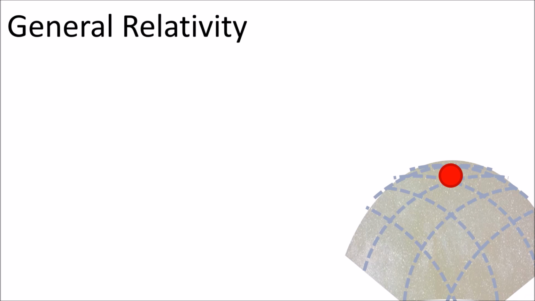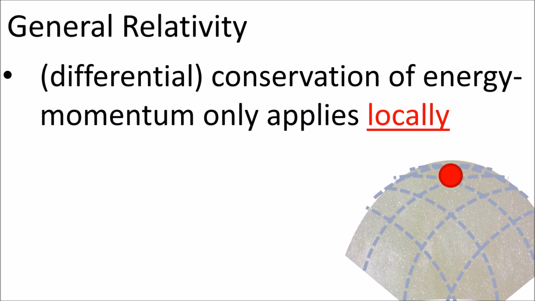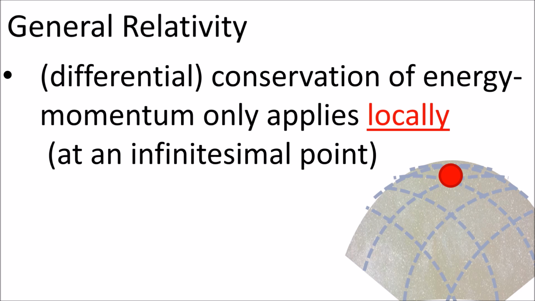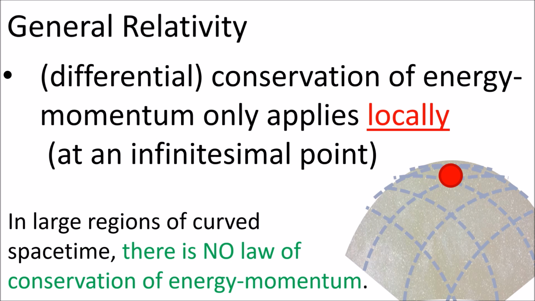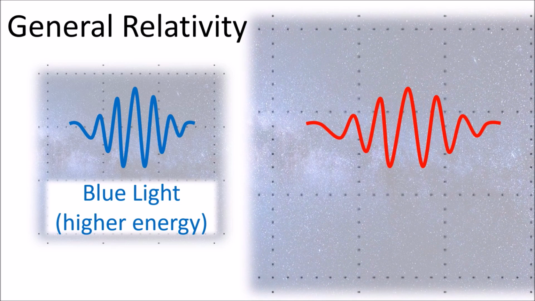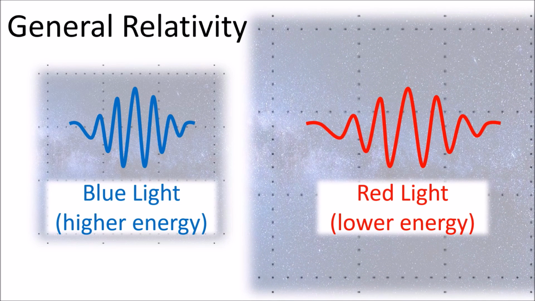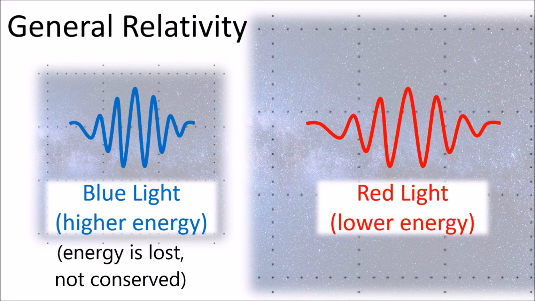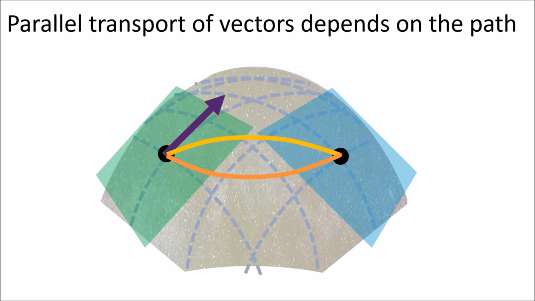Now, it should be noted that, in general relativity, this conservation of energy momentum equation only applies locally, at an infinitesimal point. In large regions of spacetime, there is generally no law of conservation of energy momentum. For example, in an expanding universe, the wavelengths of photons expand along with space, redshifting them to lower energies. Energy is simply lost in this case, and is not conserved. I'm not going to get into the mathematical reasons for why energy momentum is not conserved in curved spaces in this video, but it's related to there being no sensible way to add four momentum vectors in a large region of spacetime, because parallel transporting them to the same tangent space will depend on your choice of parallel transport path.